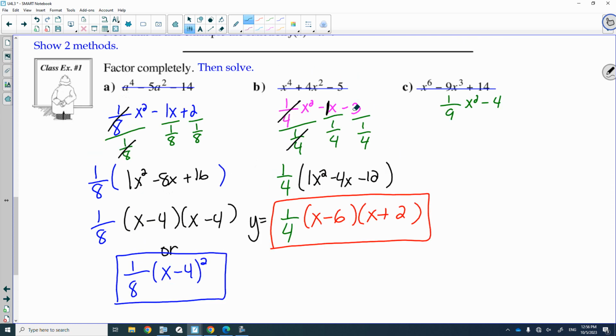-3. Yeah. Okay. Isaiah, what do you want me to factor out of here? 1/9. 1/9 over 1/9 is going to give me x, it's going to be 1x squared minus, Gabriel, what's, yeah, minus 36.